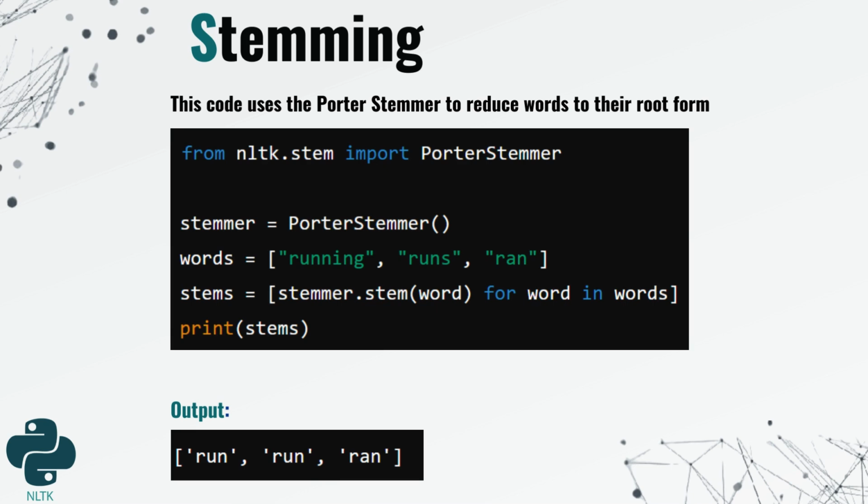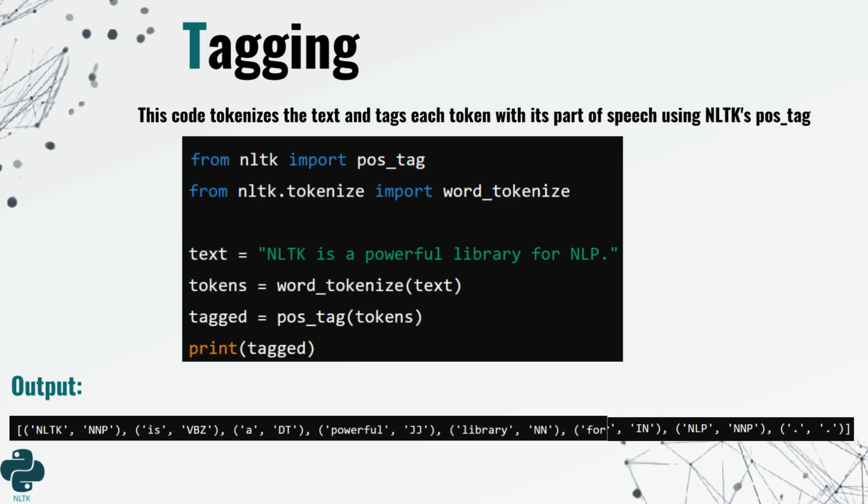Okay, so after that, let's see another one, which is tagging. Now, tagging assigns labels to words in text, such as part-of-speech tags like noun, verb, or other categories for better understanding. It assigns the tags to each word, meaning it tells which word is what. If it is NLTK, it tells you NLTK is a noun. Powerful is an adjective, or library is a noun. It will tell you about that.